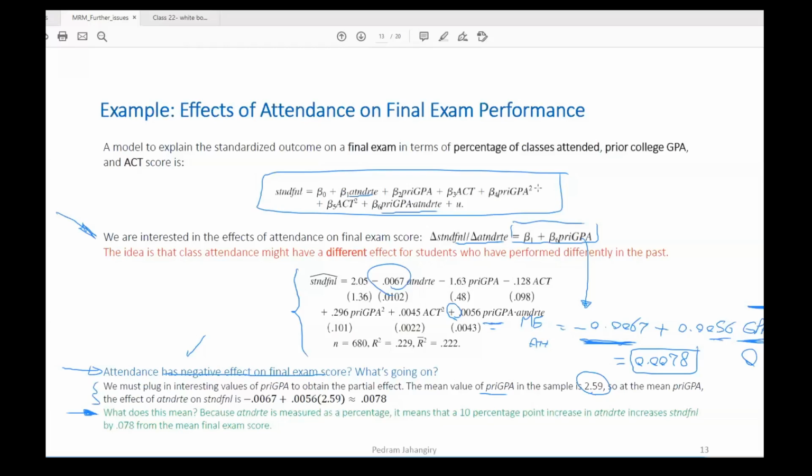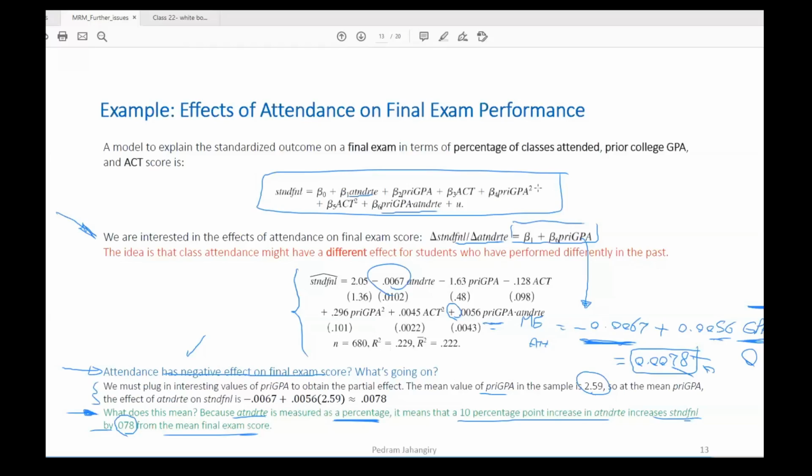So we say that because attendance rate is, well, you have to be careful about the units. The attendance rate is already a percentage, right? So then we interpret it like this. It means a 10 percentage point increase in attendance rate. So if I plug 10 here, it will increase your final score by 0.078. I simply multiply this by 10.